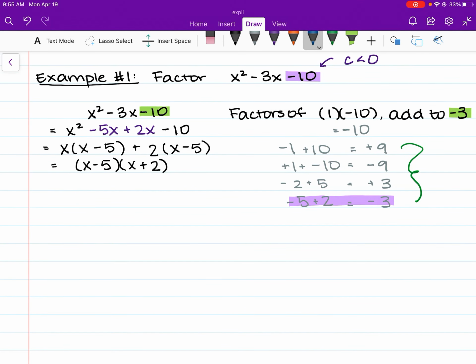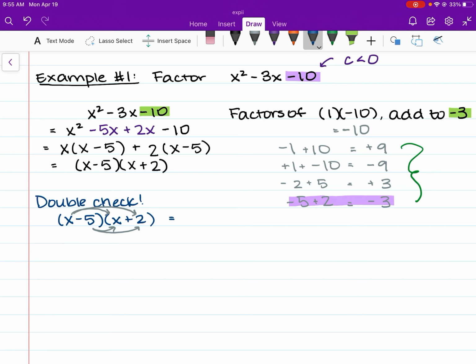So let's try it. X minus 5, I'm going to write here, double check, so we know what's happening. X minus 5 times x plus 2. So how do we FOIL this? We're going to multiply this and that. We're going to multiply that and that.